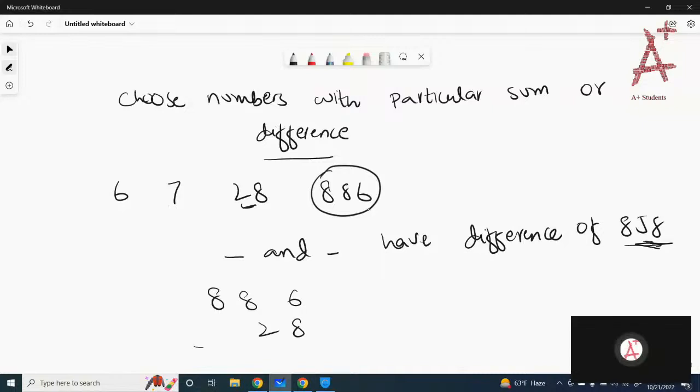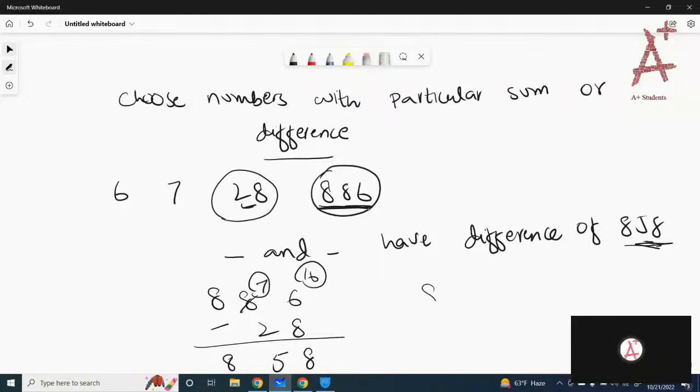Just try this one. Subtract 28 out of 886. You cannot subtract 8 out of 6, so borrow 1. It would be 16. 16 subtract 8 is 8. 8 subtract 2 is 6, and 8. Yes, these are the two numbers that make 858. The two numbers are 886 subtract 28. Got it? That would be 886 subtract 28 equals 858. Got it?